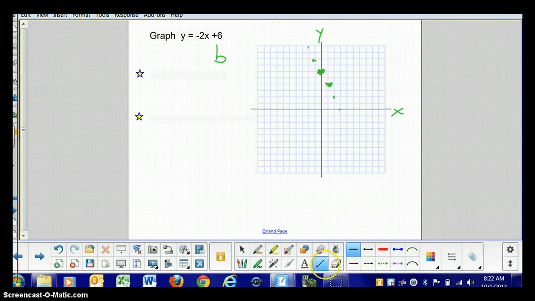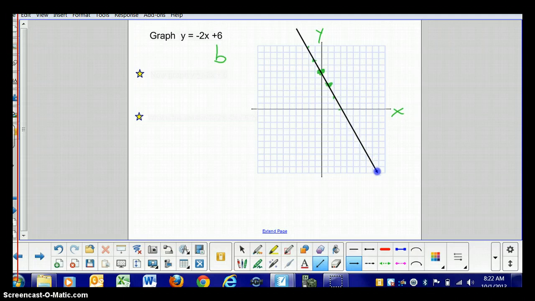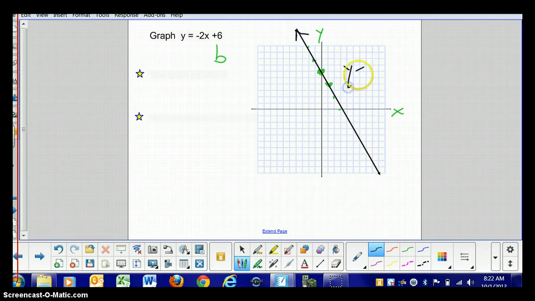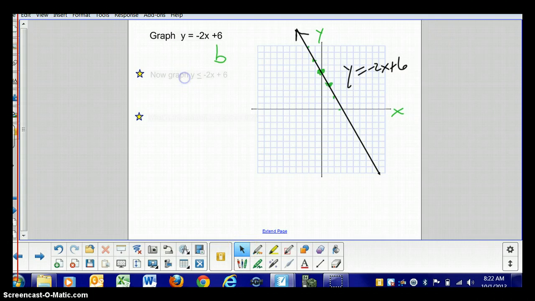And I'm going to draw the line that goes through this. Now a negative slope, we should have the line that falls from left to right, and I think that's what we get here. Put the arrow back on the end. And there's the line y equals negative 2x plus 6. But we're learning about inequalities, so what about graphing y is less than or equal to negative 2x plus 6?